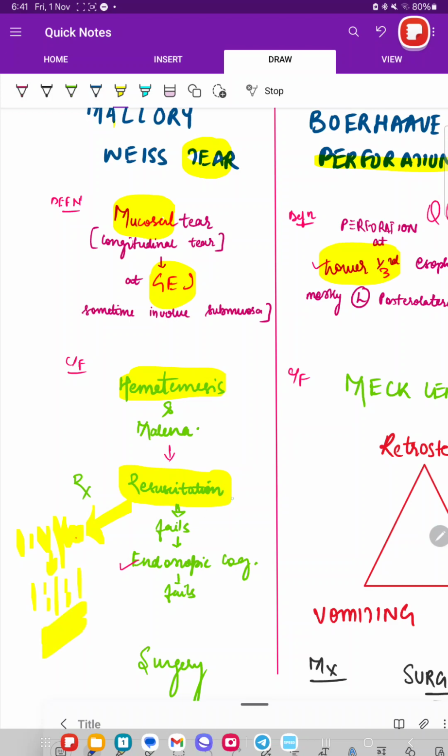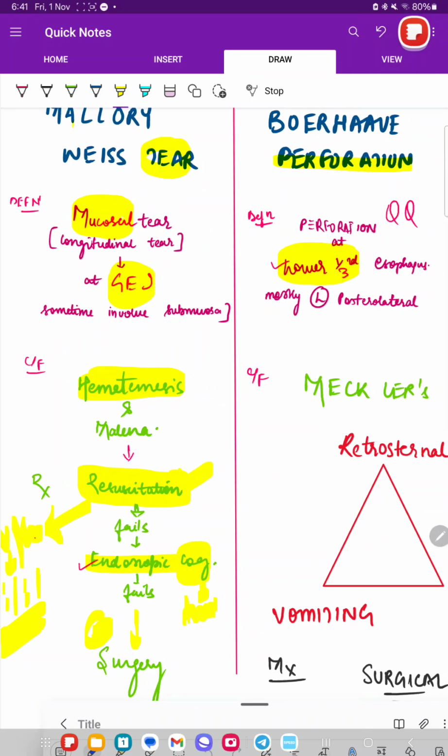Okay, only if the patient is not managed with resuscitation alone, then we go for endoscopic procedures, which is endoscopic coagulation of the tear. We can do it twice before going for surgery. Rarely surgery is needed. Okay, mostly they are managed with resuscitation. So we have to go in the option with resuscitation followed by endoscopic coagulation.